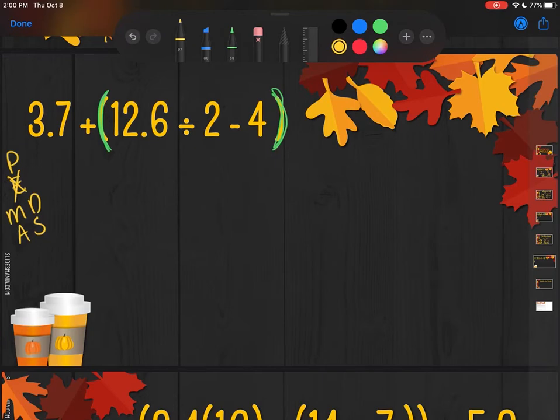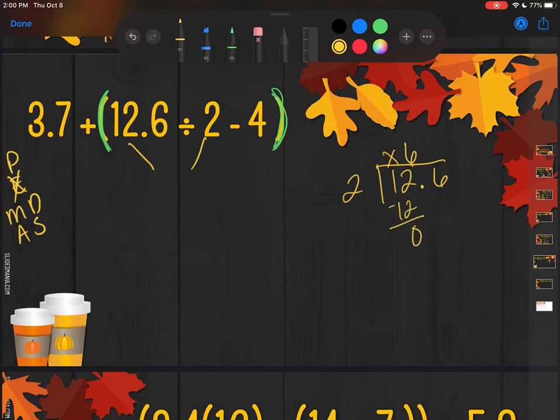So inside those parentheses, I have to follow PEMDAS, right? So I've got division and subtraction. Well, I'm definitely going to do my division before I ever do my subtraction. So I'm going to do that 12.6 divided by 2 first. So let's do that off to the side. 12.6 divided by 2. Well, 2 can't go into 1, so I put an X above it. But it can't go into 12, right? 2 goes into 12 6 times.